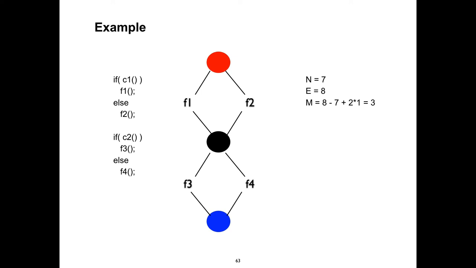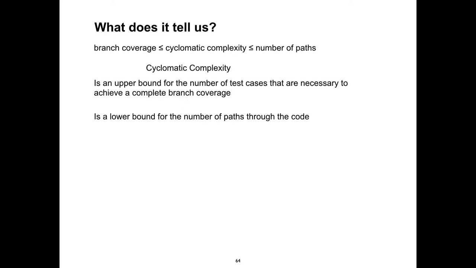And we're guaranteed that this measure will always be equal to or less than the number of paths. But it's also equal to or greater than the branch coverage. I can cover all branches.